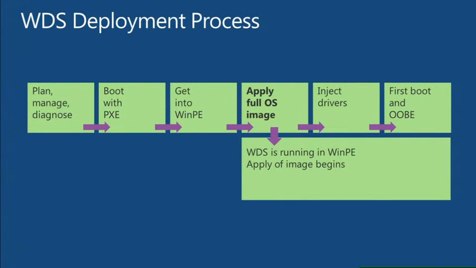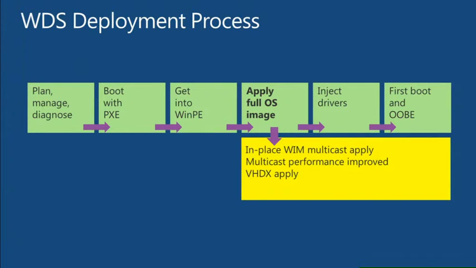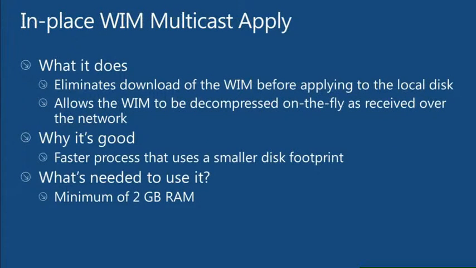And then once WinPE is up and running, that's when it actually gets into setup and starts downloading and applying the image of the server. So here we have in-place WIM multicast apply. The way WDS worked in Windows Server 2008 R2 was it would download the WIM file to the local hard drive, write it all out to the hard drive, and then run setup. So essentially you needed enough space on your local machine to have a copy of the WIM file as well as for setup to write out everything that's being installed. So it required additional disk space on your client.